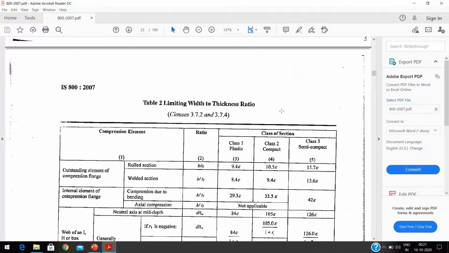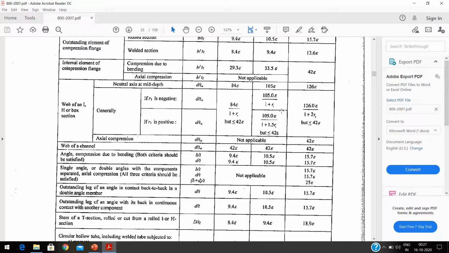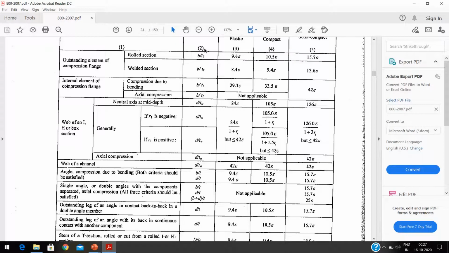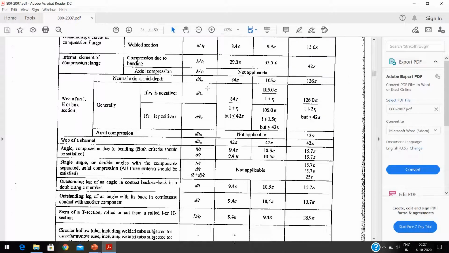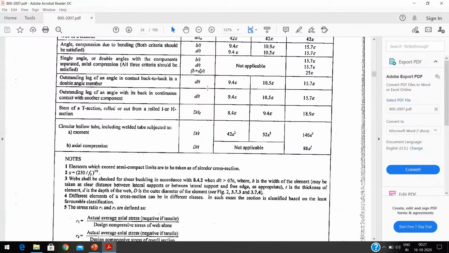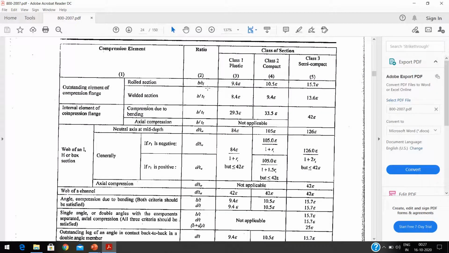So here you can see this is table number 2. This b by tf ratio has been given over here, and these are the different classes where the strain has been mentioned.